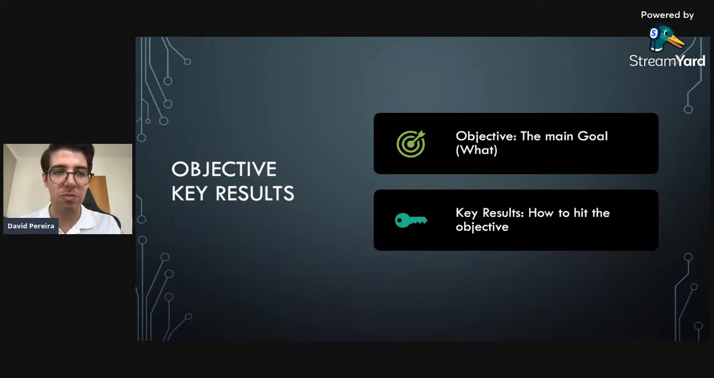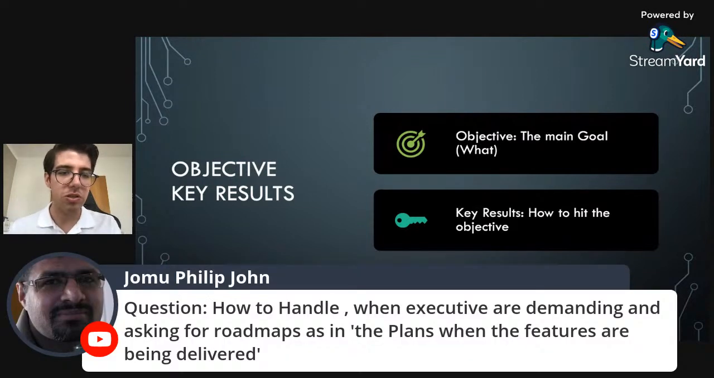I will take another question before we go to the next part. Question: how to handle it when executives are demanding and asking for roadmaps, as in the plans, when the features are being delivered? Well, this is about what Steve Jobs said. You don't hire smart people to tell them what to do. You hire smart people to tell us what to do. And you need to look at the executive. Do you want to do things as they were done in the past, or do you want to do things as they should be done? Because if you don't have space to embrace learning, you are just failing.